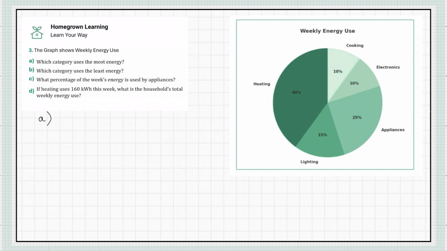And so you can quite clearly see where the majority of something is and where the minority of something is. Let's look at A. Which category uses the most energy? This is our weekly energy use. Now the largest slice of the pie is going to use the most energy, so that's 40%, and that's heating.